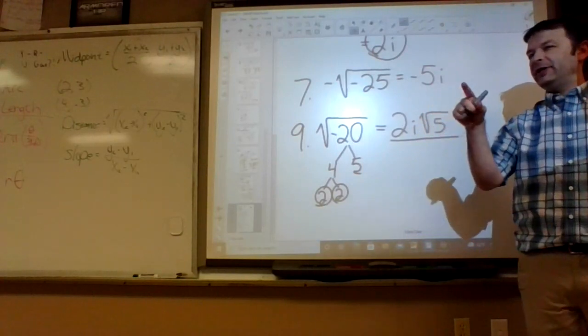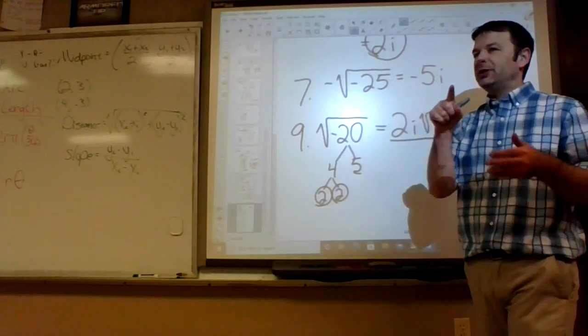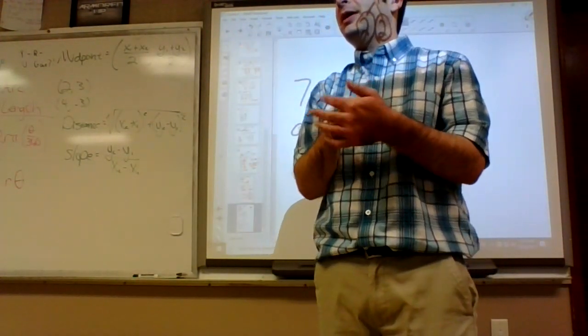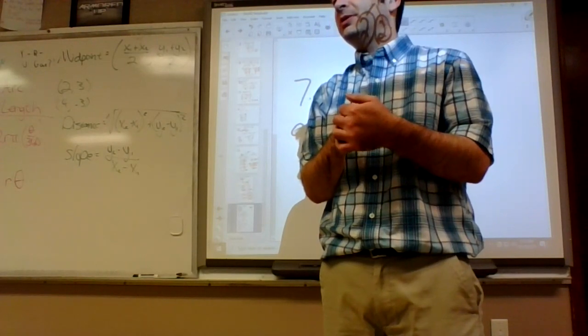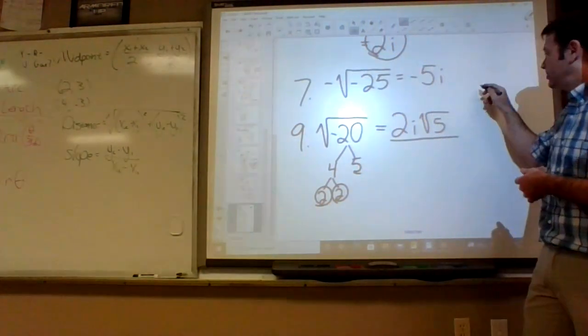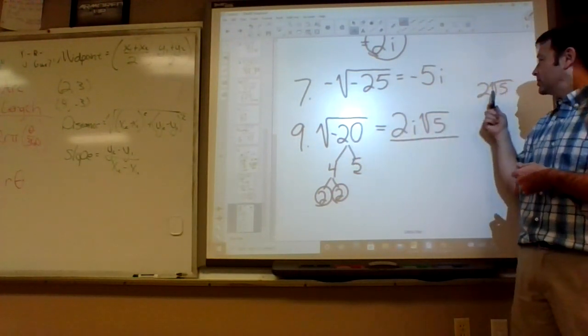Even if you got an error, if you plugged in the square root of negative 20, if you plug in square root of 20, it will give you 2 square root of 5, and then you just have to put the i in yourself. Does that make sense? So you can just plug in square root of 20 in your calculator and it would give you 2 square root of 5, and you just need to know that you need to put an i in there.